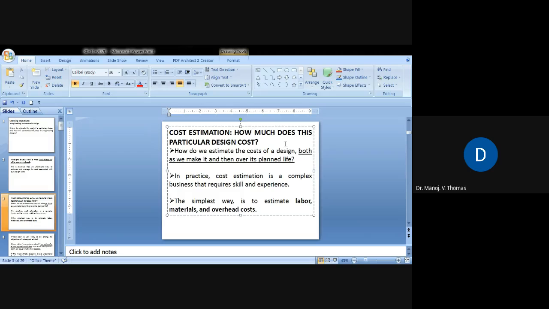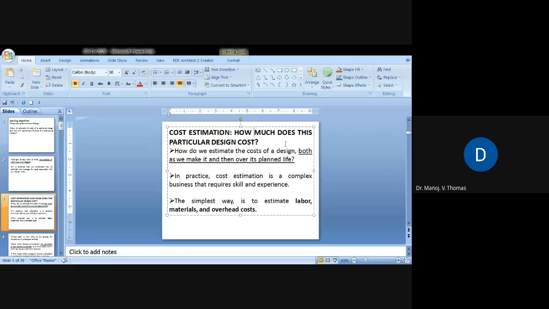In practice, cost estimation is a complex business that requires skill and experience. The simplest way is to estimate the labor, materials and overhead cost. For calculating the cost of a product, these are the three factors considered. Labor cost we will consider, material cost we will consider, and overhead cost we will consider. So what do these mean?